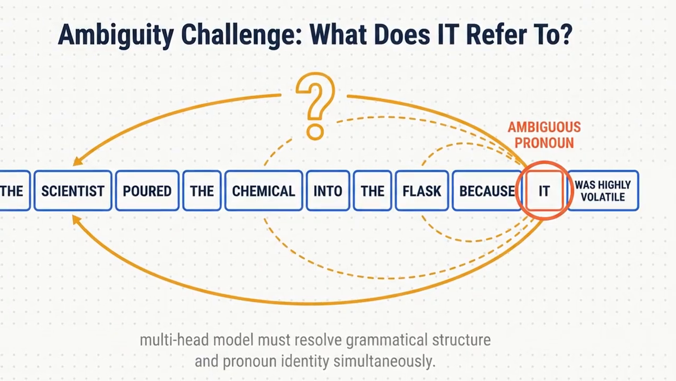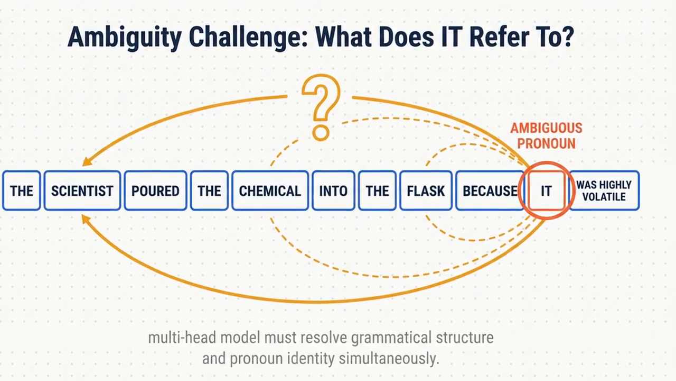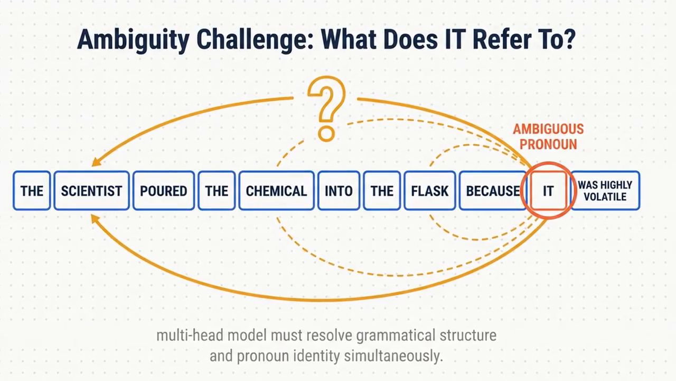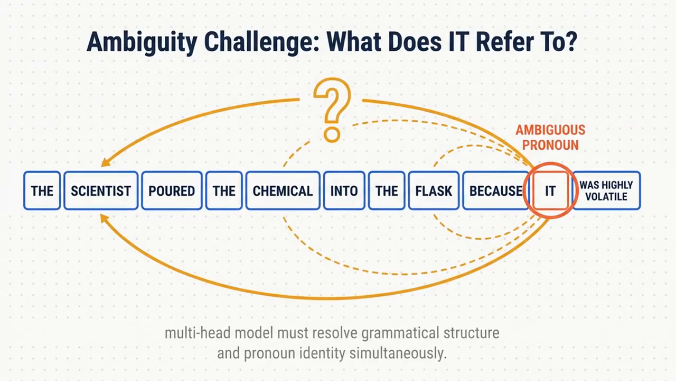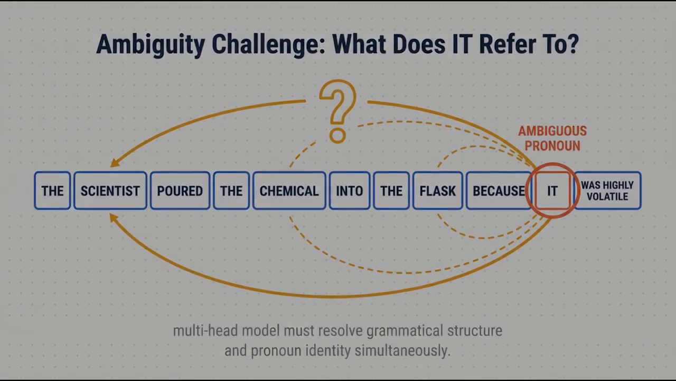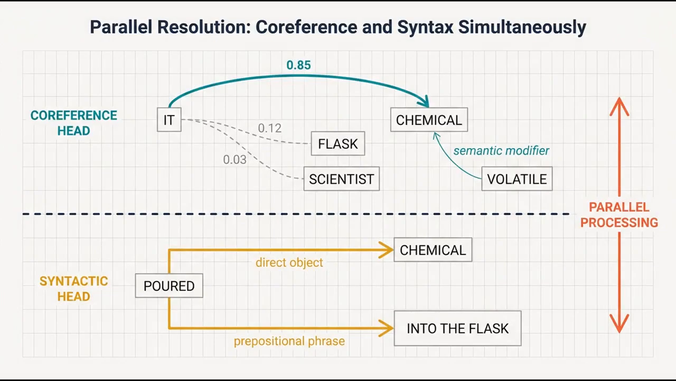The scientist poured the chemical into the flask because it was highly volatile. Here, the pronoun it is ambiguous. Does it refer to the scientist, the chemical, or the flask? A coreference head will focus on linking it to its antecedent. It looks at the words chemical and flask and pays high attention to chemical because of the semantic modifier volatile. At the same exact time, a syntactic head connects the verb poured to the direct object chemical and the prepositional phrase into the flask. The model resolves both the grammatical structure and the pronoun identity simultaneously in parallel channels.